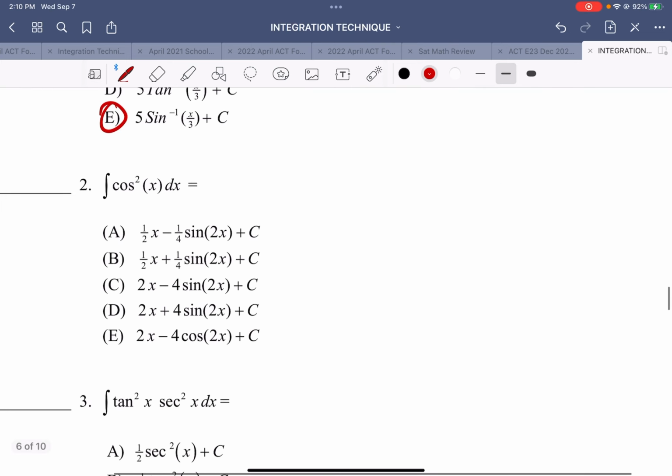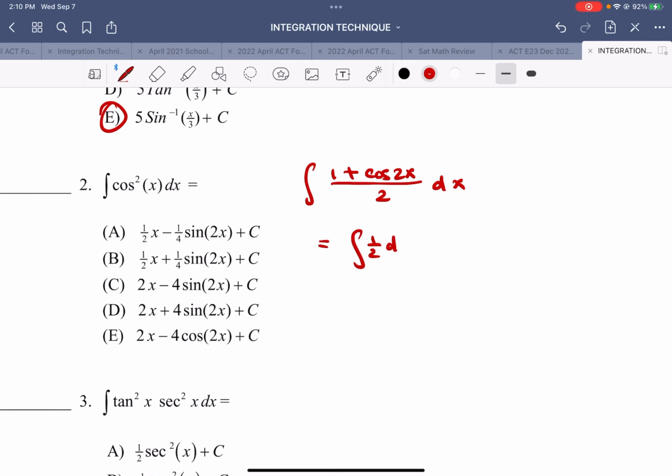Okay. Number 2, this one you need to use a power reducing formula. We talked about that in the other video. So you can just change it to 1 plus cosine 2x over 2 dx. So you can split it: 1 half dx plus 1 half, you can take it out, and cosine 2x dx.